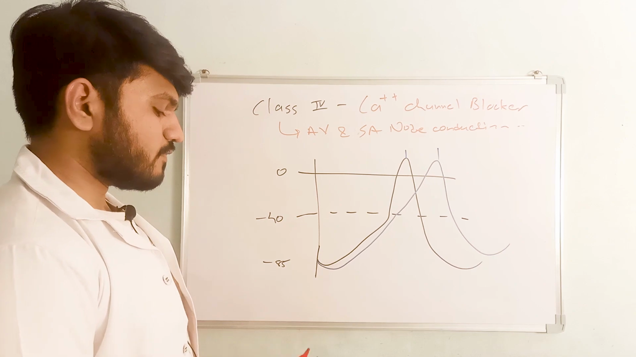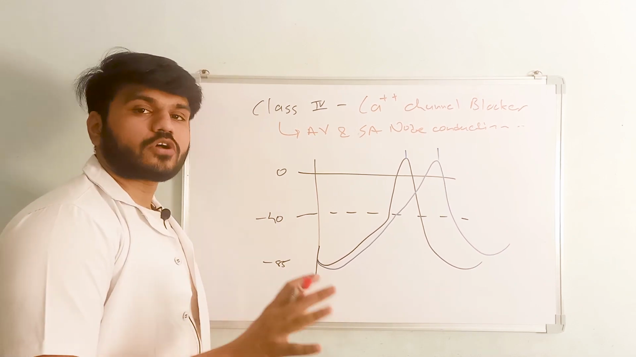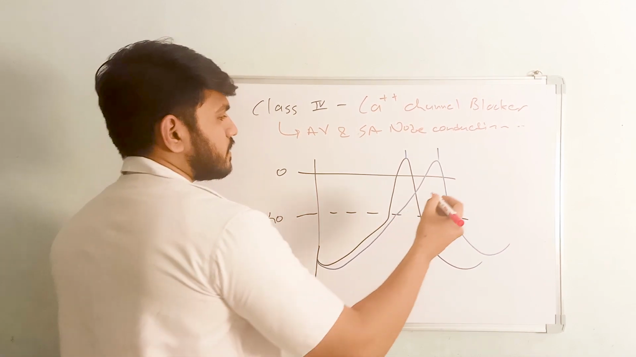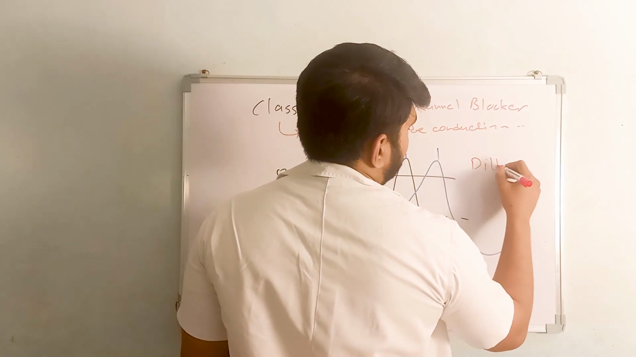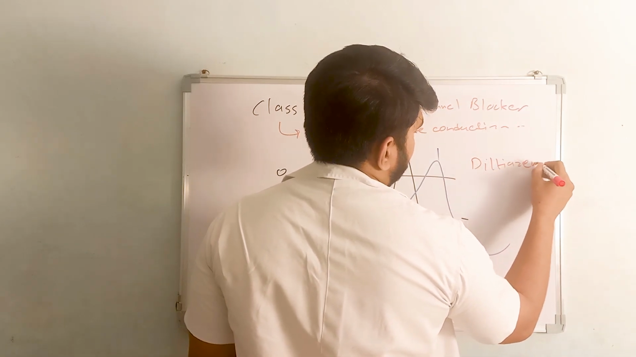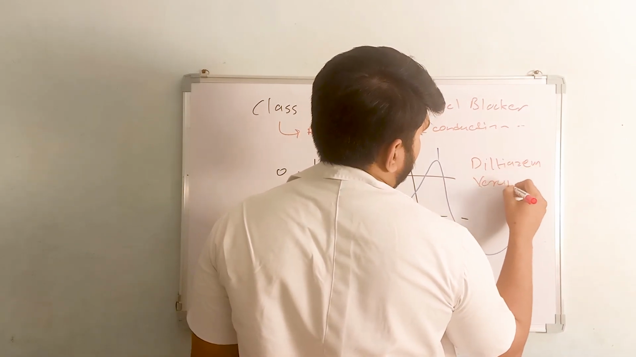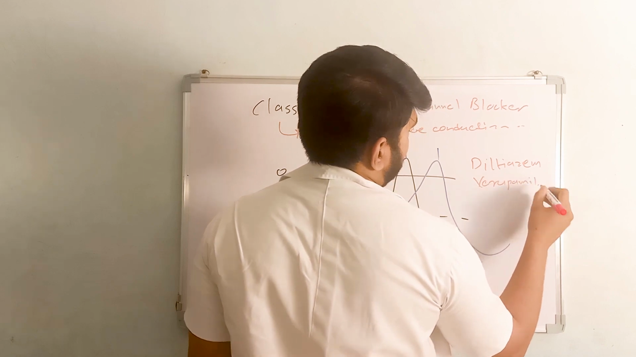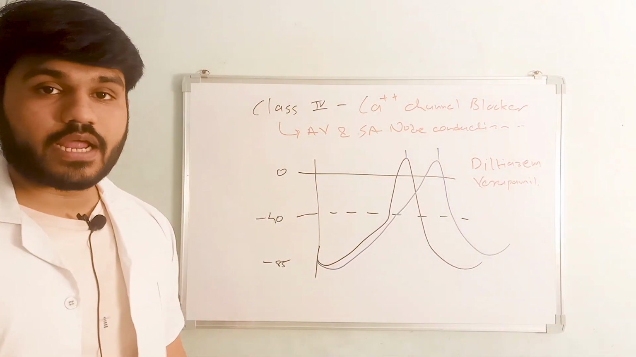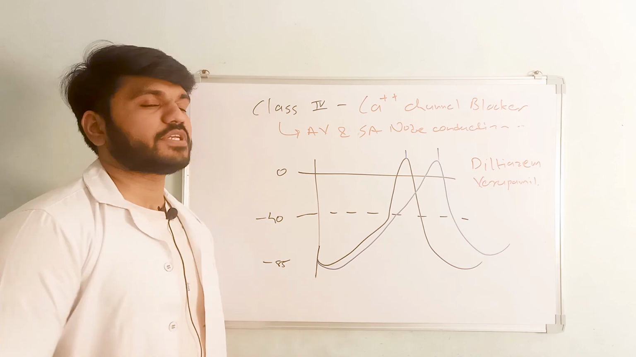So calcium channel blockers work this way, and the examples of calcium channel blockers are diltiazem and verapamil. Diltiazem and verapamil are the examples of calcium channel blockers.